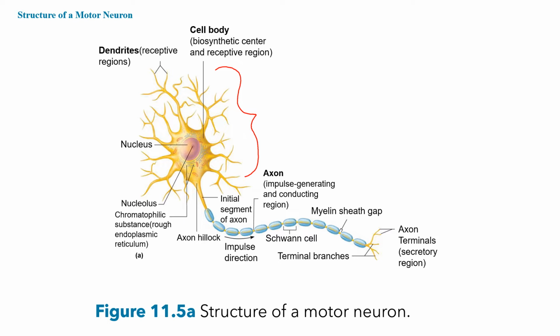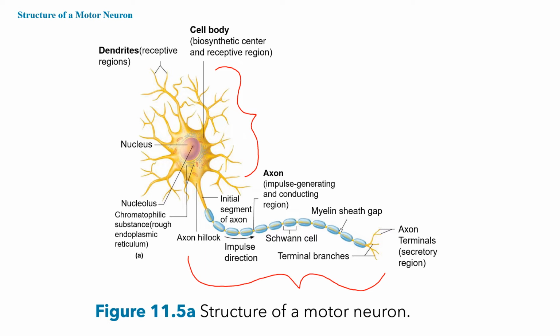We're going to have rough endoplasmic reticulum, we're going to have mitochondria and things like that. We're then going to have this large area, this long extended arm, if you can say, which we're going to call the axon. And the axon is going to be the very important structure for our nerve impulses.